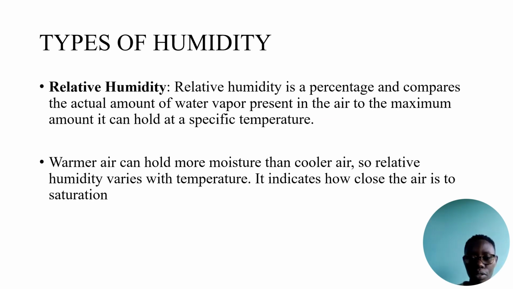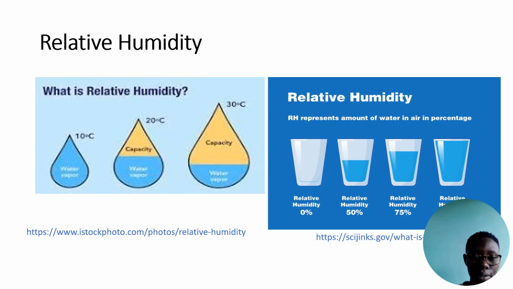The second type is called relative humidity. Relative humidity is a percentage and compares the actual amount of water vapor present in the air to the maximum amount it can hold at a specific temperature. Relative humidity has no unit; it is expressed as a percentage. Warmer air can hold more moisture than cooler air, so relative humidity varies with temperature. It indicates how close the air is to saturation.